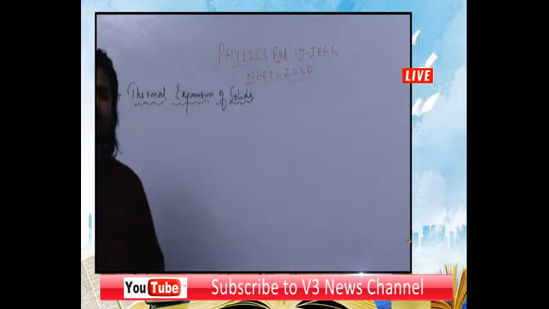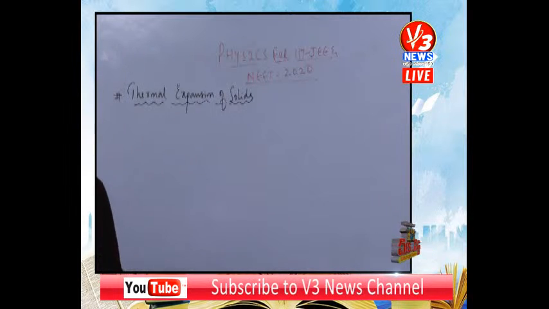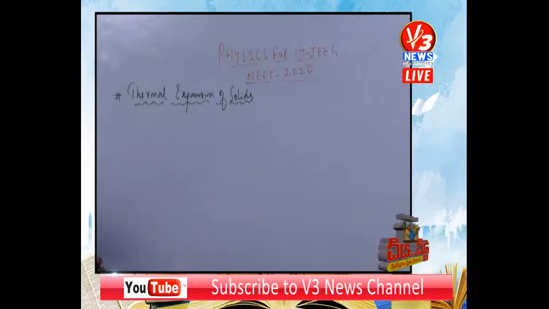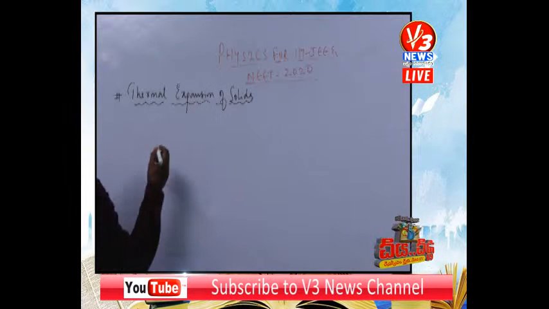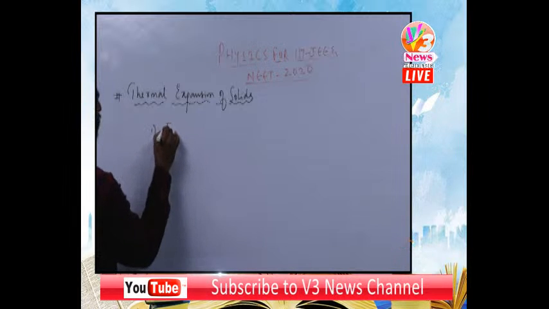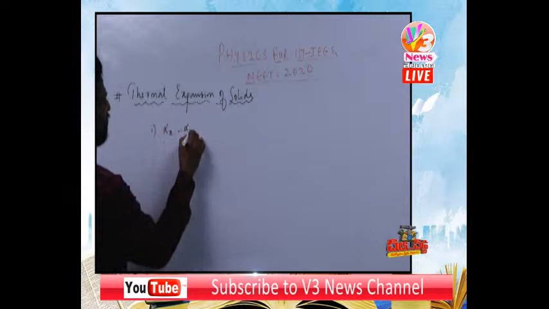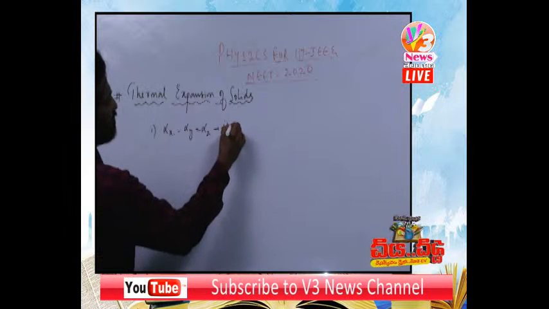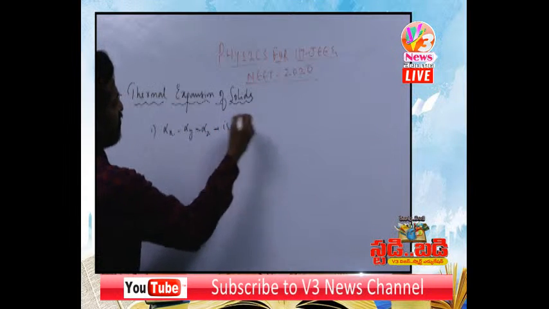You know that whenever you give heat to any solid, there will be expansion in all 3 dimensions. If there is an equal expansion in the x-axis, y-axis and z-axis, they are called isotropic solids. That is, if alpha x is equal to alpha y is equal to alpha z, that is known as isotropic solids.